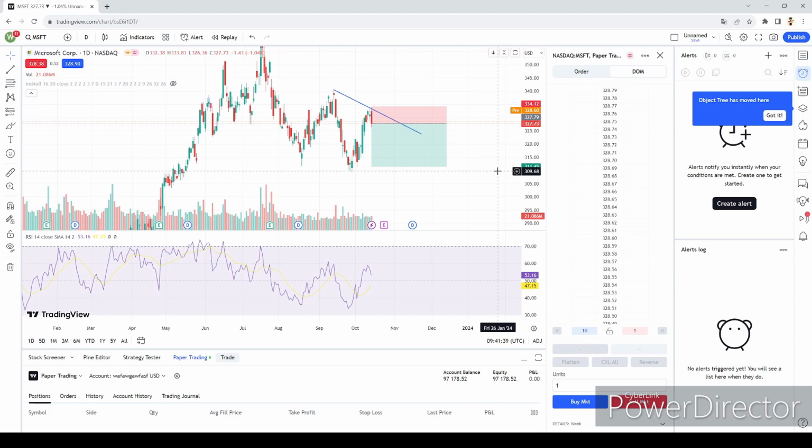So here's the trade. You can short it at 327.79, around that area. Place your stop at 333.12 and your profit target at 311.45. And in this case, you will just wait for the stock to go down to 311.45.